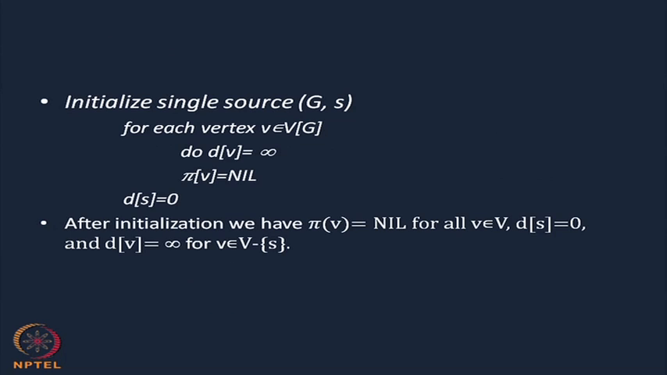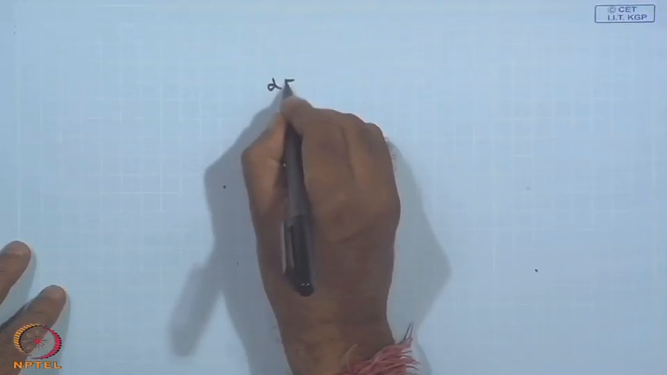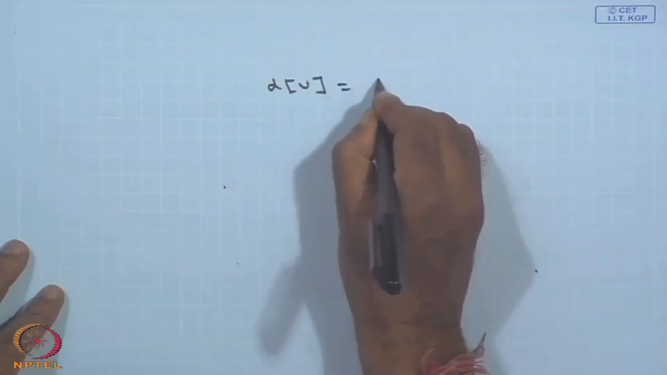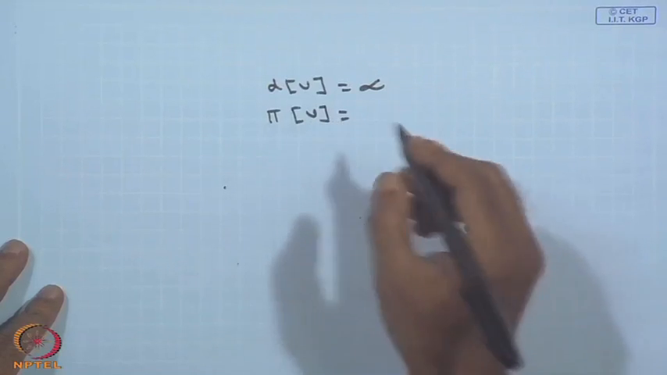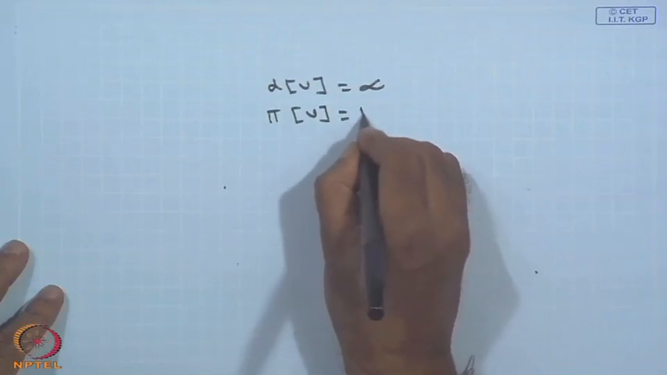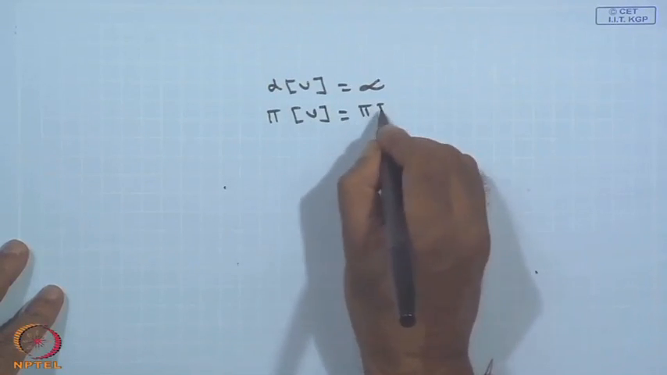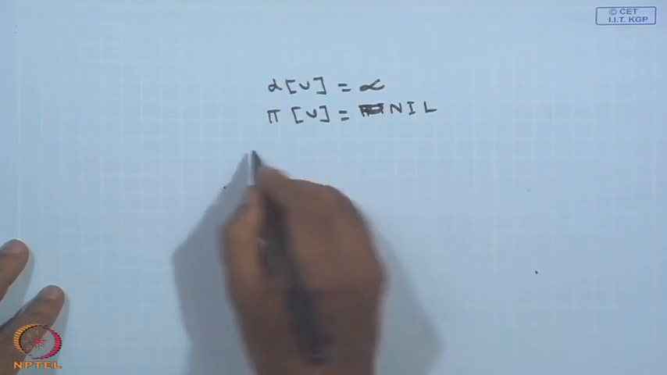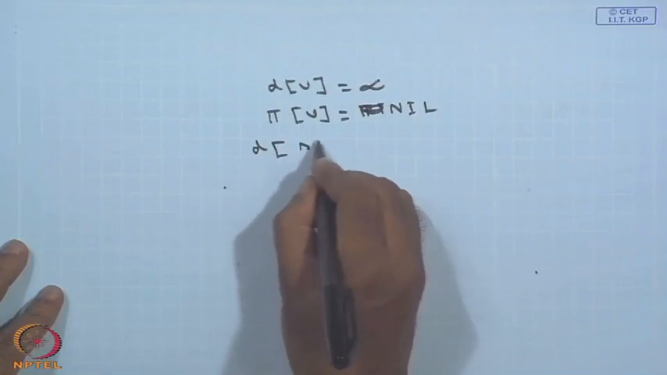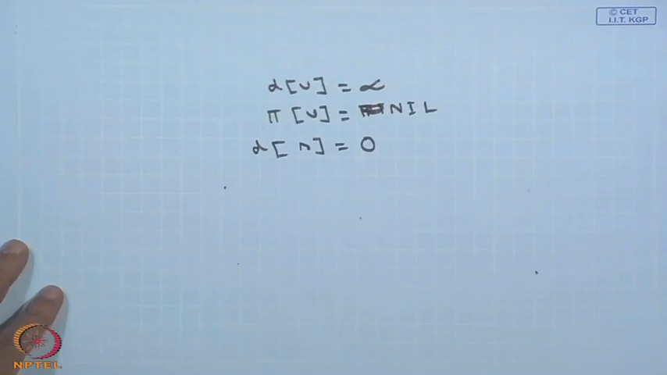Here, for each vertex V belongs to V of G, what you have to do? You have to make d of V equal to infinity, and initially you are making pi V equal to nil. Whereas, if S is the source, then your d of S value will be equal to 0.